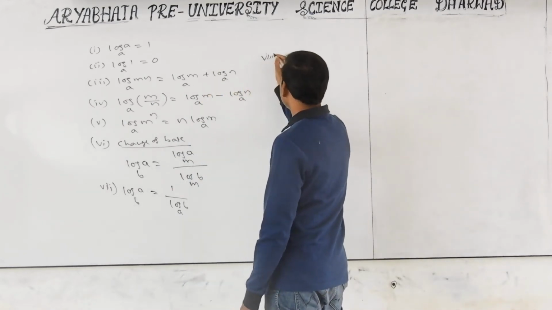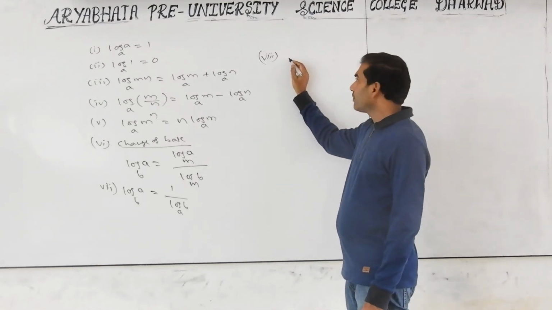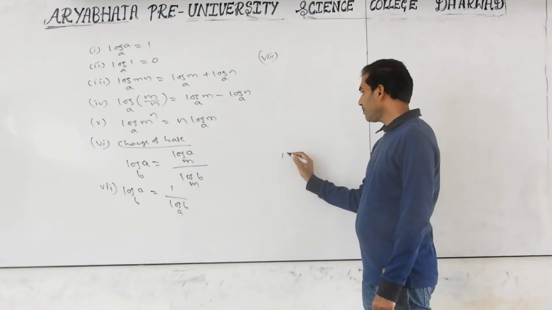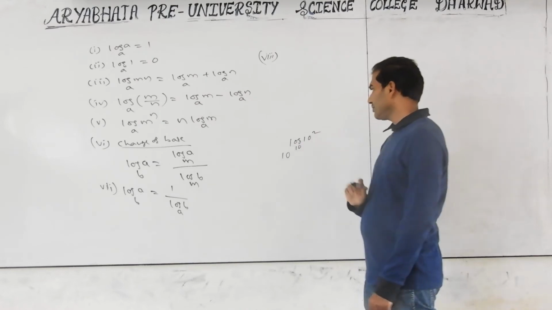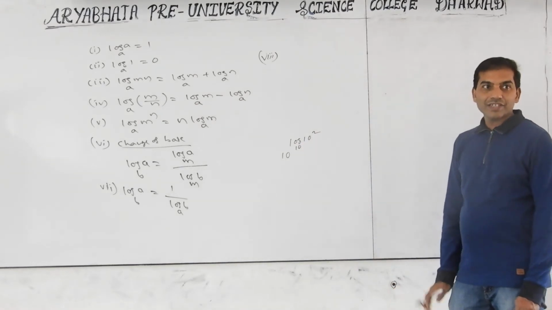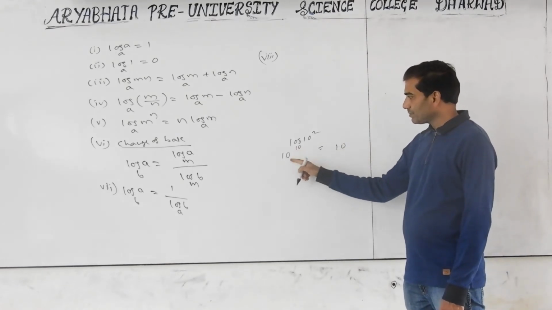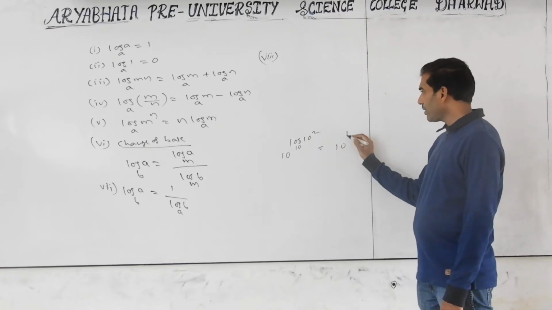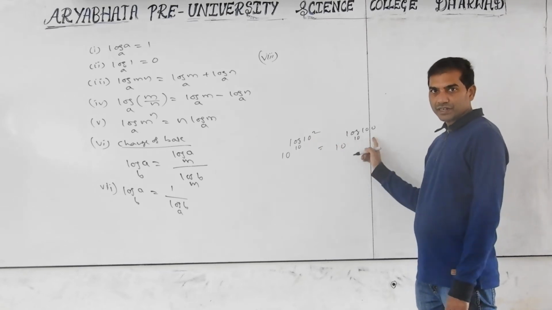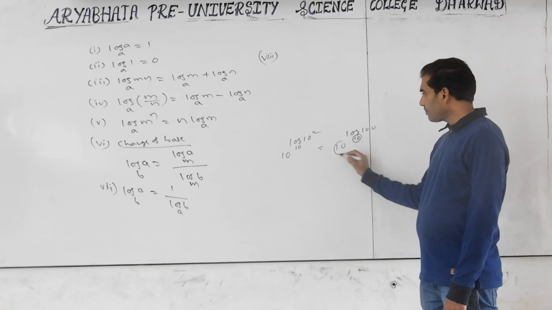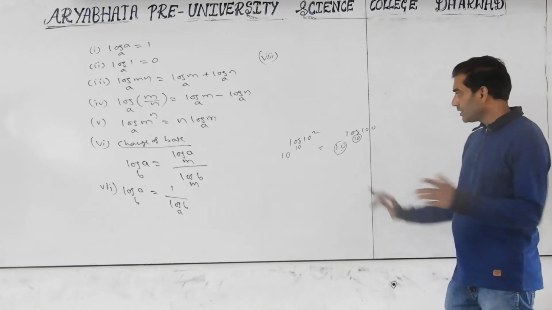Next, eighth property, any function you take. For example, now I am taking 10 power log of 100 base 10. Let us verify. 10 power, yes, these two are the same. 10 power log of 100 base 10 is equal to 10 squared, which means 100. Here the base and the power base are both the same. Then the value will be 100.